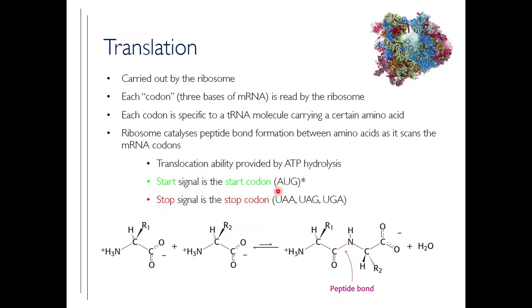The stop signal, there are three stop codons: UAA, UAG, UGA. And this is the reaction that's carried out by the ribosome. So you have these 2 amino acids, as I said, they get joined together via a condensation reaction, and a peptide bond is formed between them, as I showed you earlier on. Of note, just be wary that this reaction is in equilibrium, but the reaction is favoured in the direction shown by this arrow. It's far more favourable to be on the left-hand side of this reaction, the substrates, rather than the product.